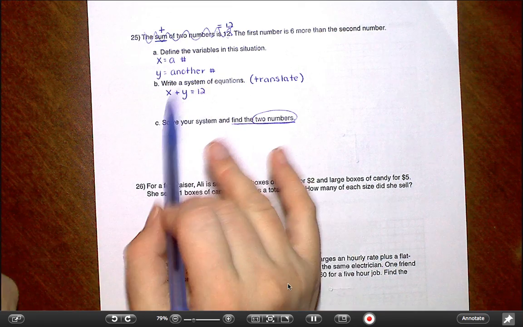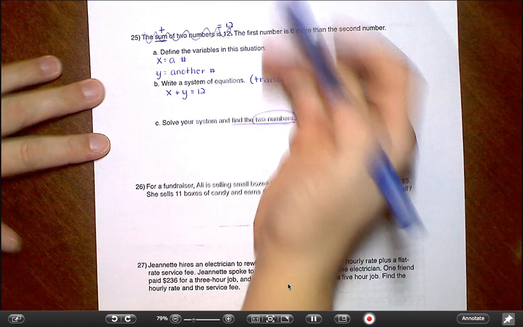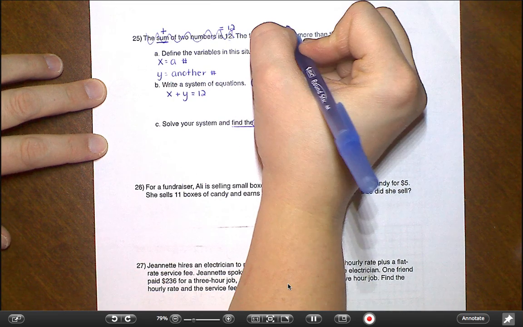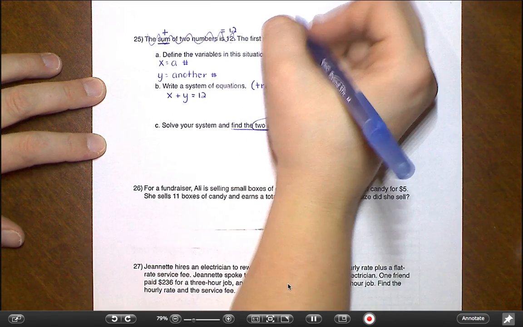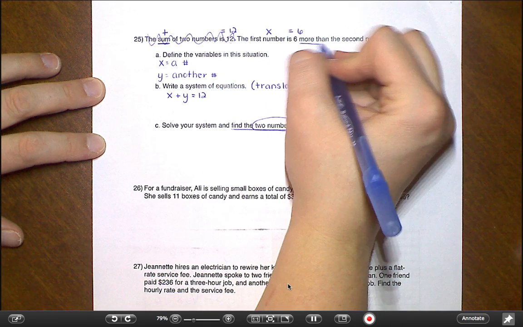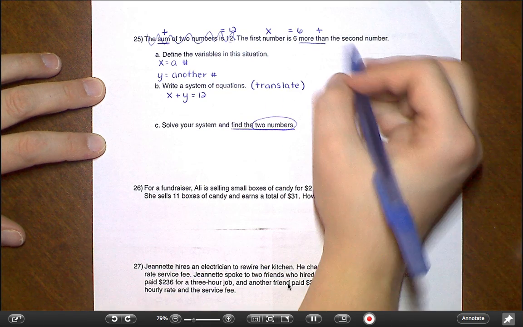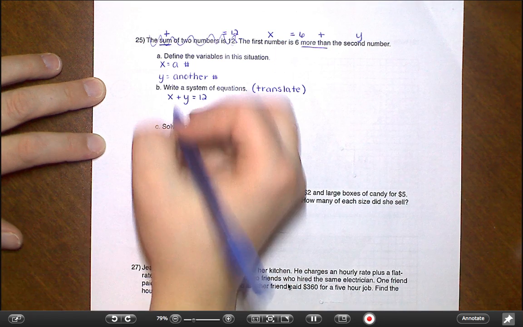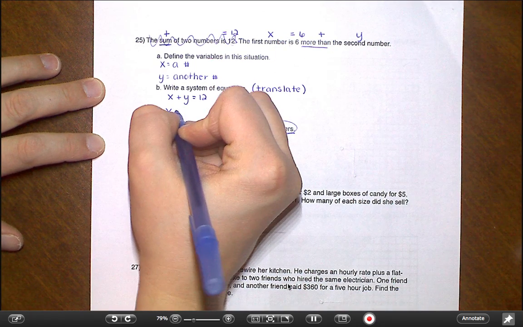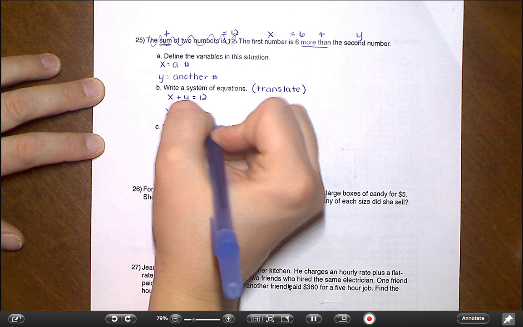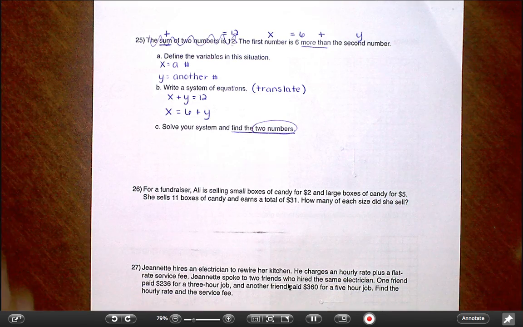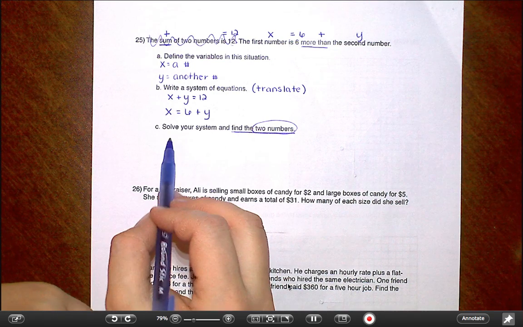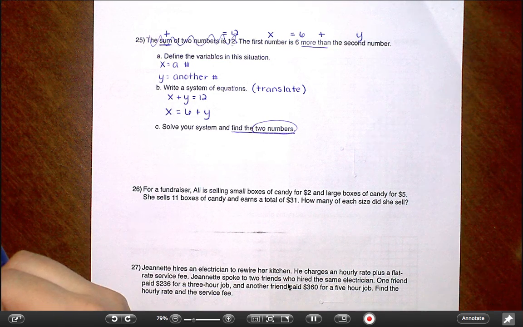The next equation is its own sentence. The first number, so that's our x, is, which is equals, 6 more than means addition, the second number. So if you look at what I just wrote up there, my next equation looks like this: x equals 6 plus y. And that's my system. Now I'm going to solve, and that's where I'm using either substitution or elimination.